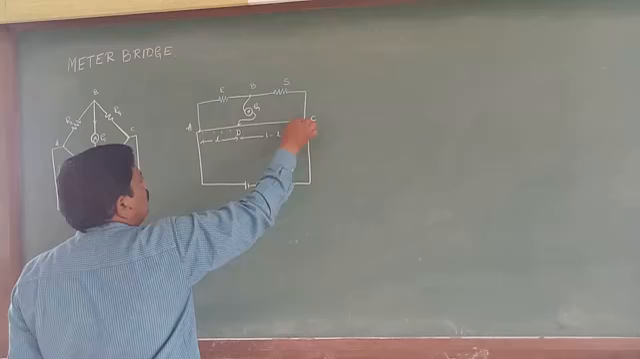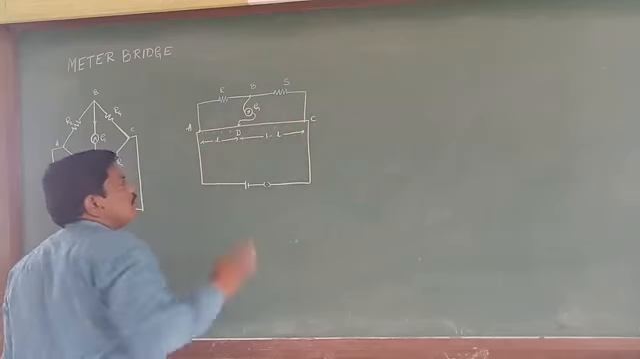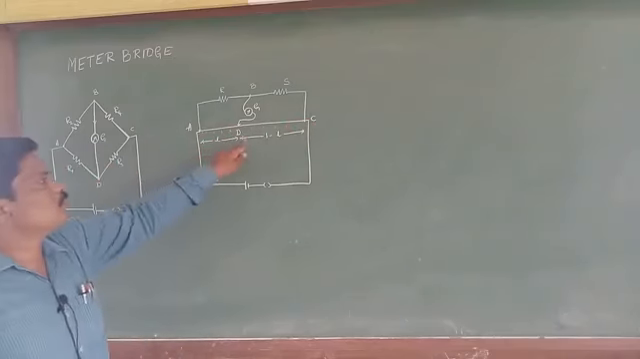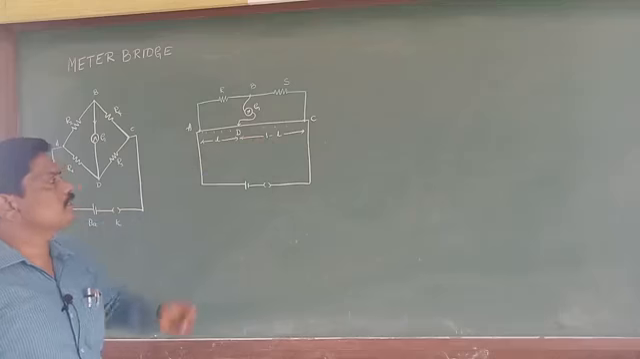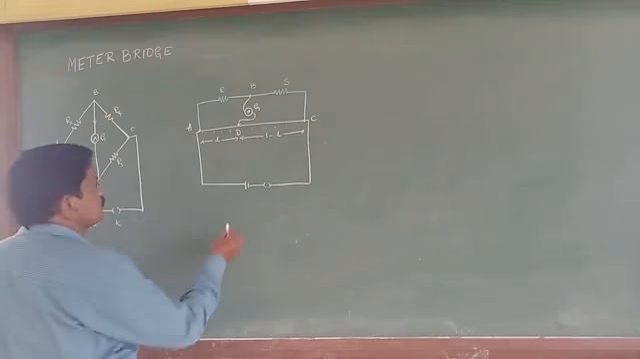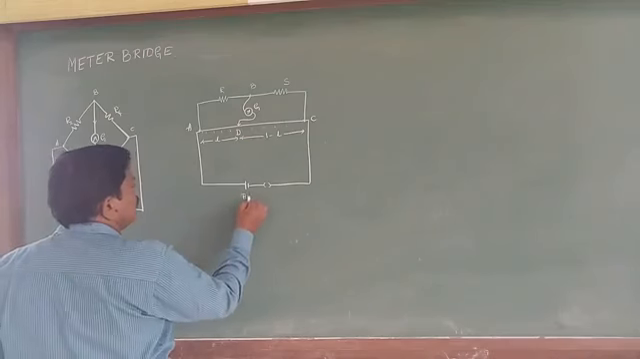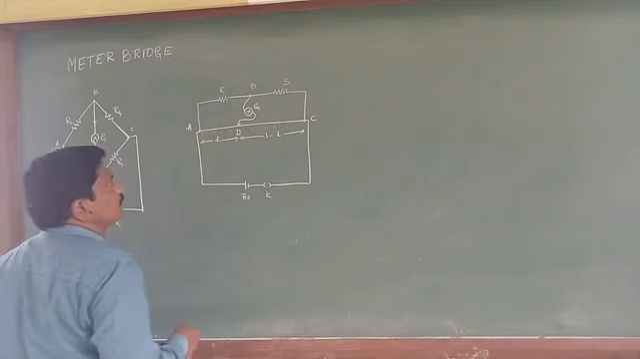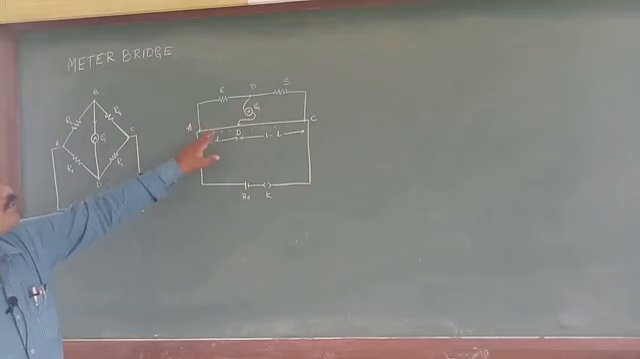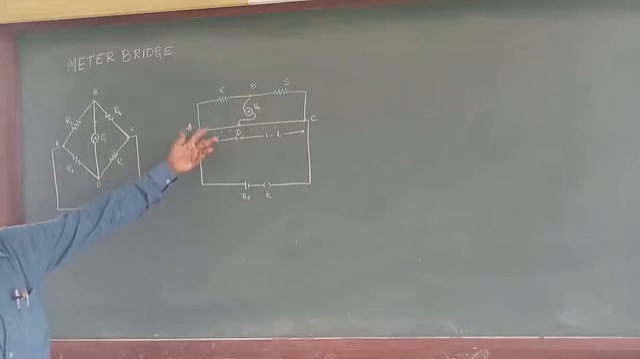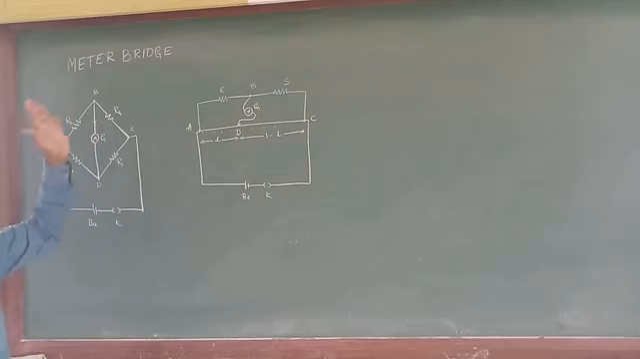because the total wire length is 1 meter. For example, if it is 30 centimeter, clearly the other is 70 centimeter. And this one is the battery and the key. See how to measure the resistance by using this 1 meter wire. This arrangement itself is called the meter bridge.